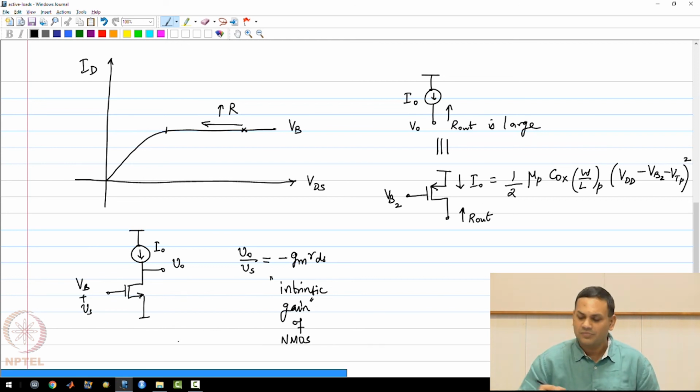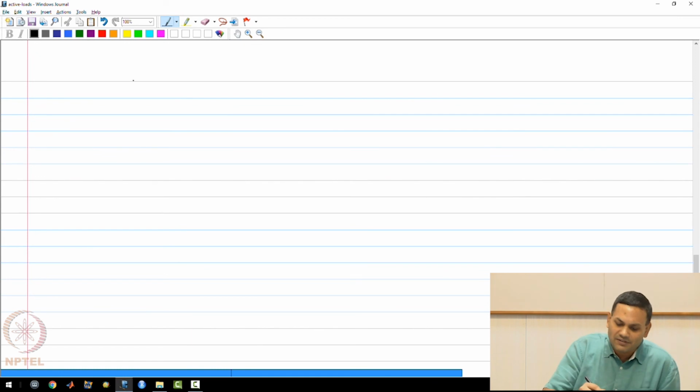What is the output resistance seen at the drain? This is of course the RDS of the PMOS, which can be designed to be very large. So now we are going to replace the current source with a PMOS transistor that is biased for a particular current. So this is the amplifier that we have been looking for.